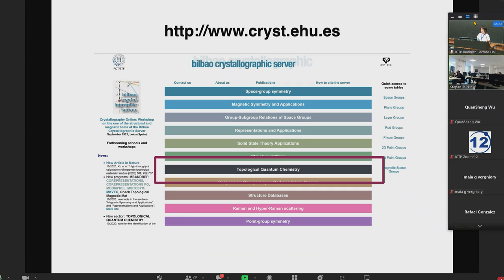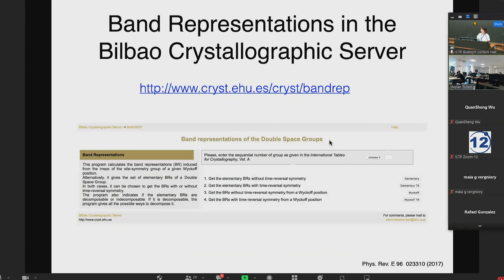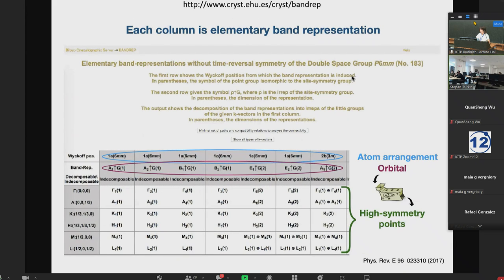Okay, so all this has been tabulated in the Bilbao Crystallographic Server in the section Topological Quantum Chemistry. So if you want to know what should be the EBRs, the bands that are connected in reciprocal space that you should check for your system, we go to this application, BANDREP, we add here the space group, and this is what we get. So for every space group in reciprocal space, we have these tables. These are the Wyckoff positions, these are the irreducible representations in reciprocal space, and these are the possible EBRs at the high symmetry points. Okay, so these EBRs are going to define a set of bands that are connected. These EBRs are going to define another set of bands that are connected for the different Wyckoff positions. So if you have your irreps at the high symmetry points, you can tell whether they form an elementary band representation or not.